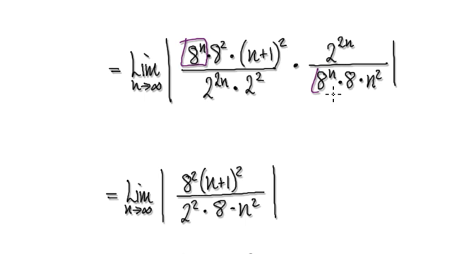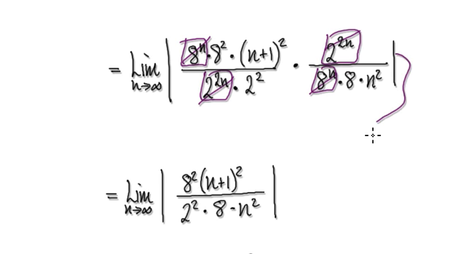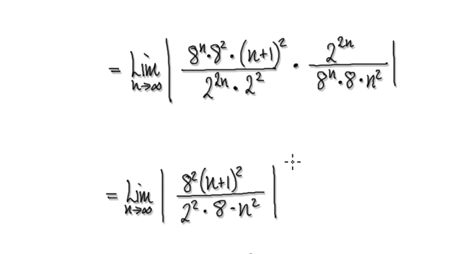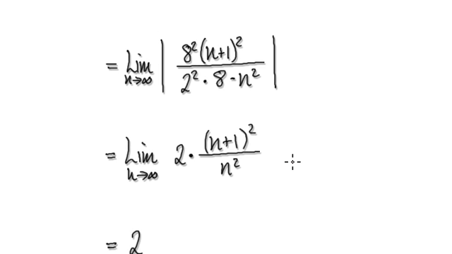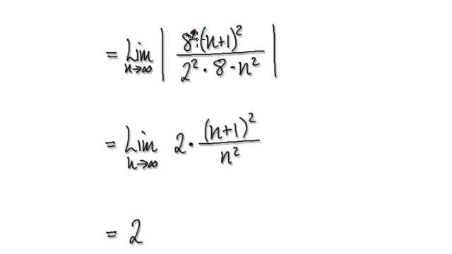This will cancel out with this, and then this will cancel out with this, and that takes you to here. Then the 8 here, 8 squared, will cancel out with this 8, and this is a 4, so this whole thing here will become a 2. And then you can think of it as the limit of this as n heads towards infinity.